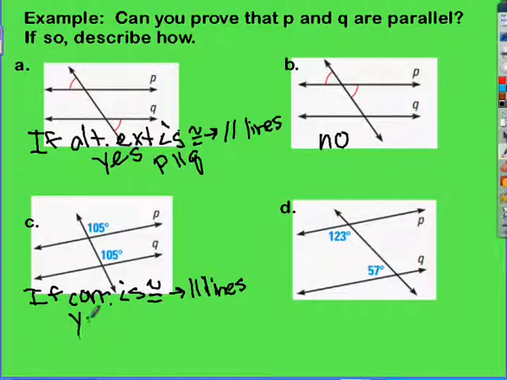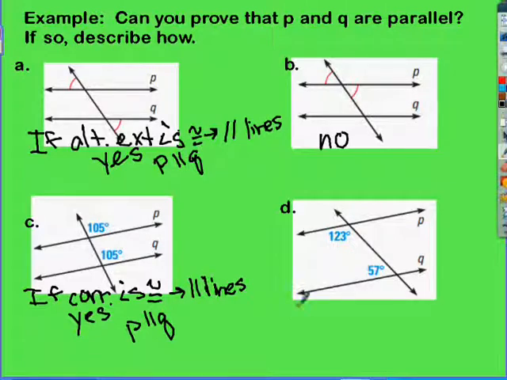So yes, P is parallel to Q. Alright, in this last one, they look like the 123 degrees and 57, they're same side interior. So I have to check, are they supplementary? Well, 123 plus 57 is 180.